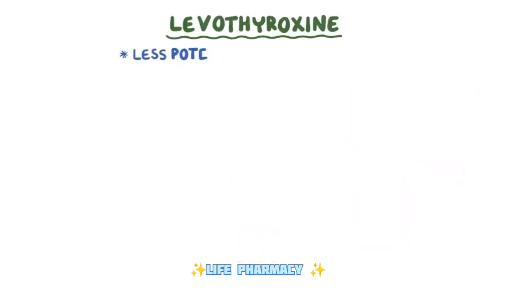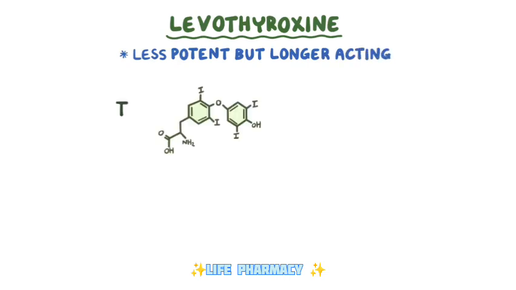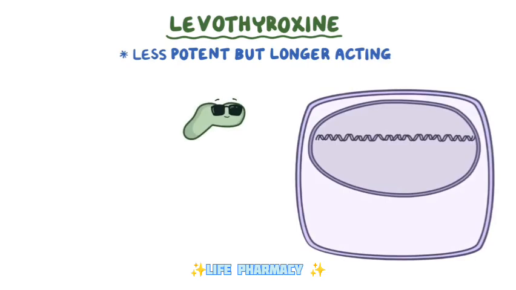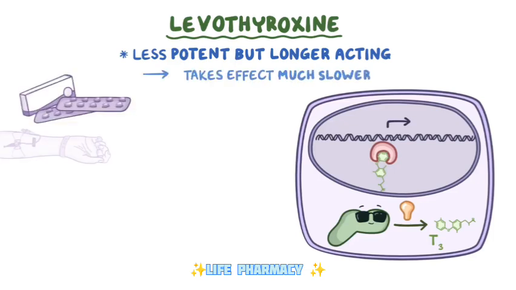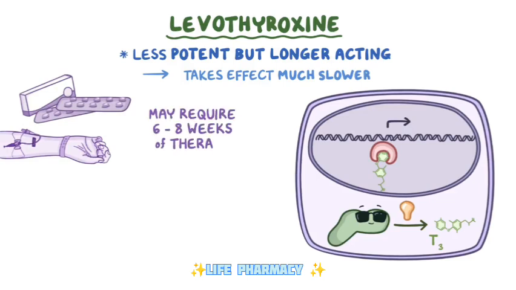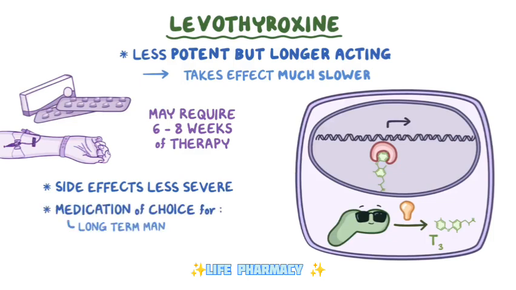Levothyroxine is much less potent but longer acting. Just like natural T4, when it reaches the target cells, it first needs to be converted to T3 by the enzyme 5-deiodinase. Due to this, levothyroxine takes effect much slower than liothyronine, and individuals may require 6 to 8 weeks of therapy to achieve a normal T3 and T4 level. On the other hand, the hyperthyroidism side effects are less severe, and it's the medication of choice for long-term management of hypothyroidism and during pregnancy. It's also not recommended for individuals with a history of heart diseases.